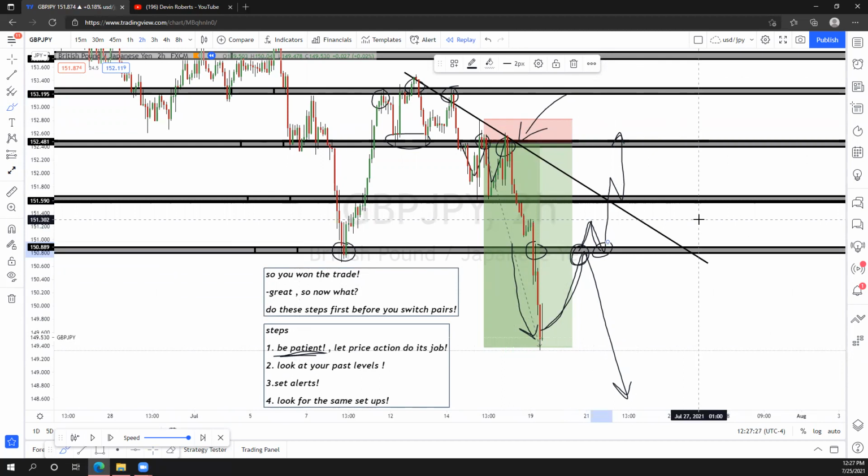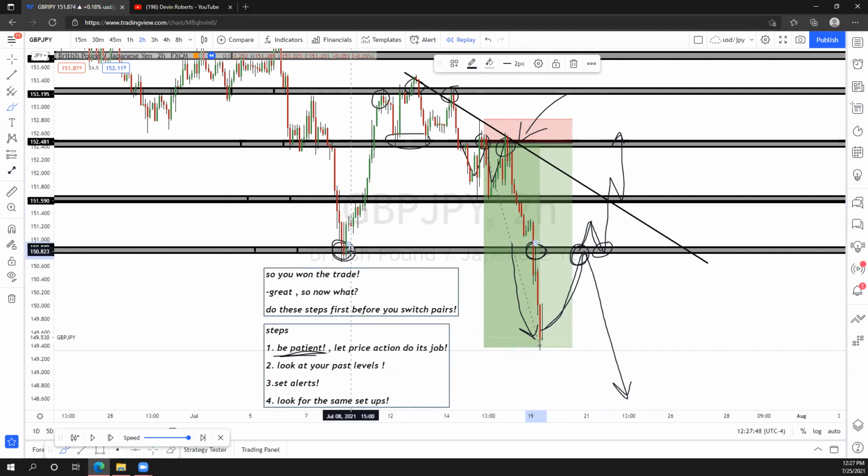If price action comes back to the same past levels, you don't have to do anything but the same thing you did last time, and that's wait for the pullback, wait for the breakout of that structured zone, and that's all you have to do, right? Step two, make sure you look to the past to see what the past levels are going to be, and then you go to step three and you set an alert at that level.